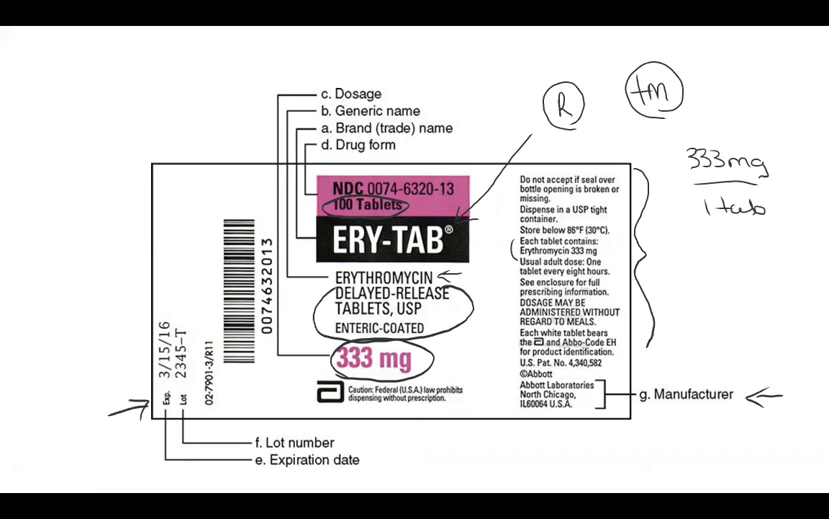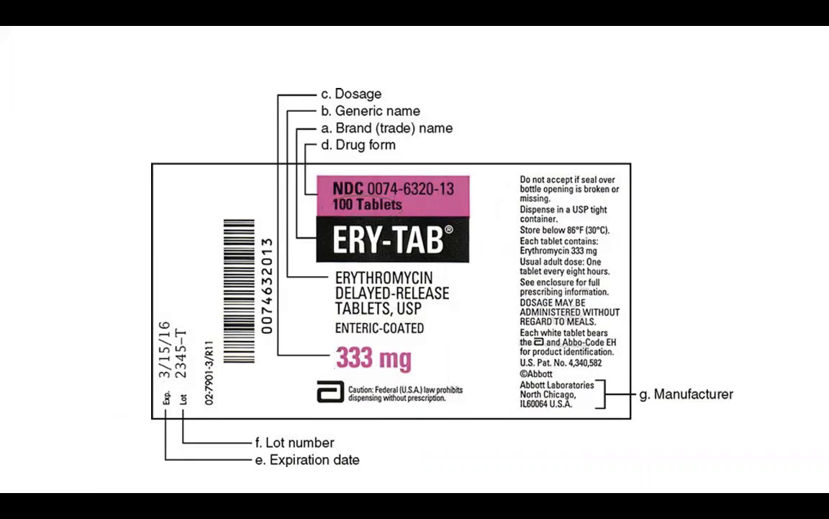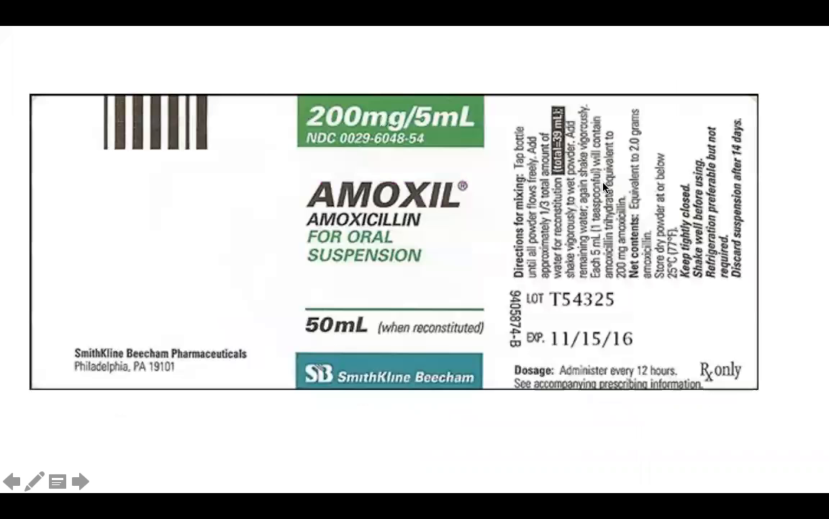So let's move on and look at a couple more labels, and I'll point out a couple of other things that you might see on these labels. This is a label for Amoxil, which is amoxicillin, and this is a liquid. It's an oral suspension. It's actually a powder, I'm sorry, until it has had some liquid added to it.